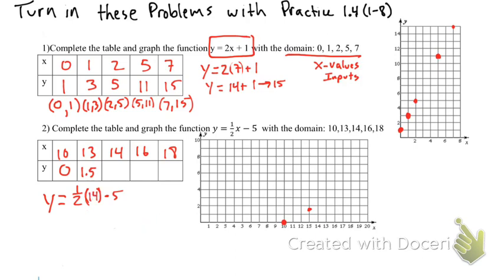Half of 14, 7. 7 minus 5 is 2. So we get 14 comma 2. And then we repeat the same process for 16. Plug in 16. Half of 16 is 8. 8 minus 5. That gives me 3. So we have 16 comma 3.